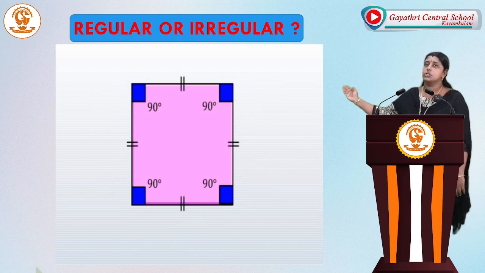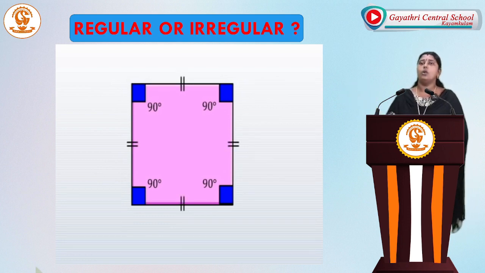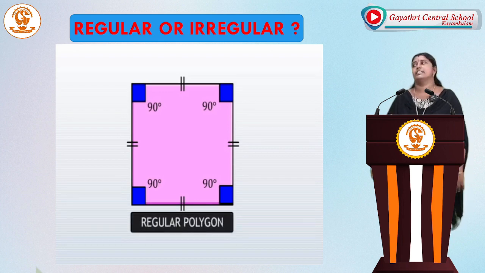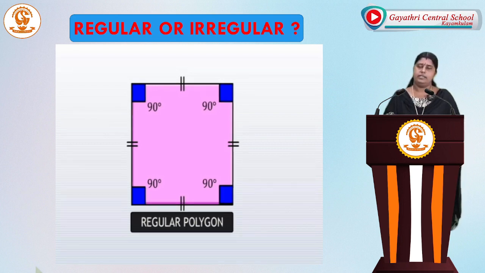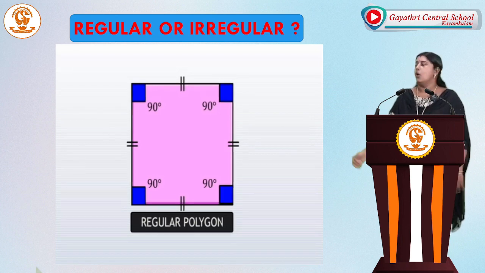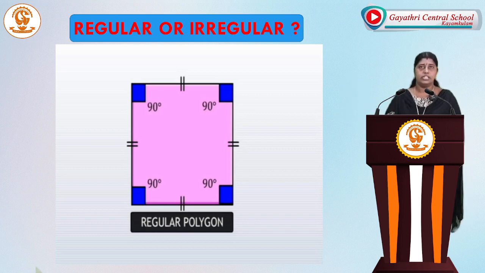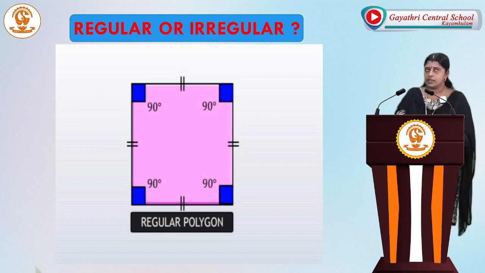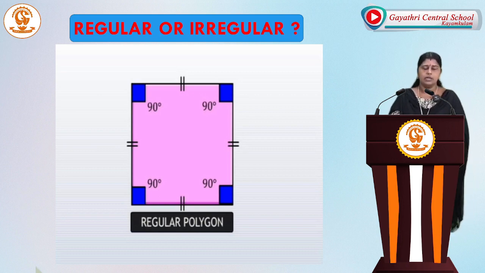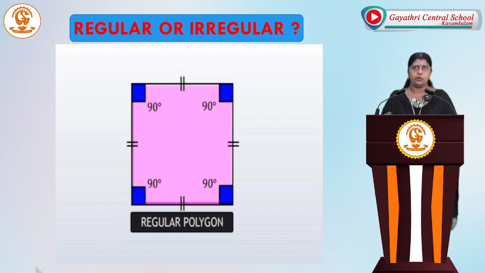But what about a square? In a square, all the angles are equal. All of its angles are equal. All the sides are also equal. So it is an equilateral and equiangular figure. So we can say square is a regular polygon. Equilateral triangle is also a regular polygon.